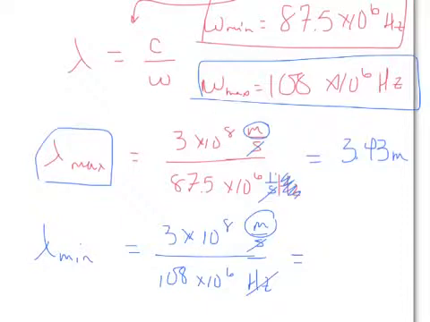This gives me a value of 2.78 meters. So the minimum wavelength of the FM spectrum is 2.78 meters, and the maximum is 3.43 meters.